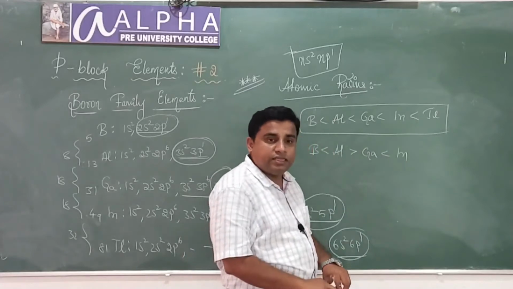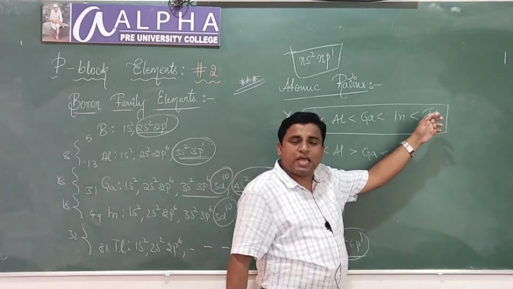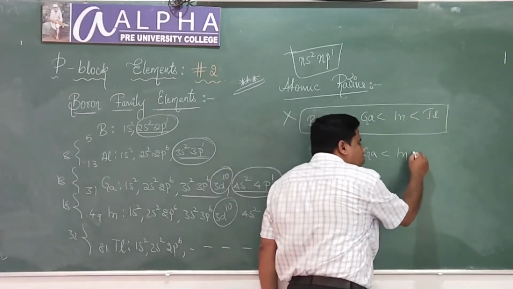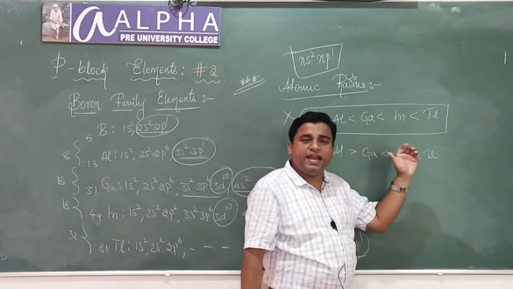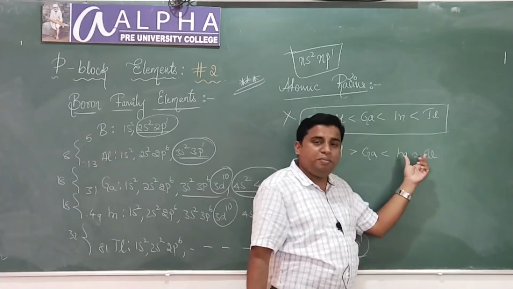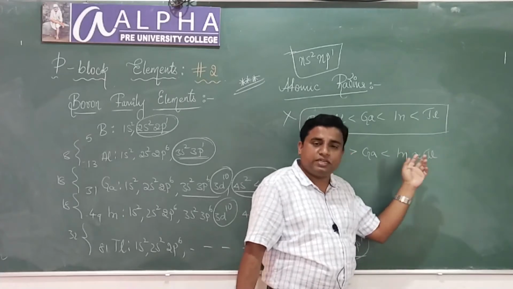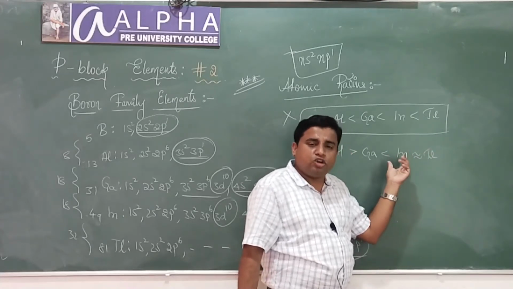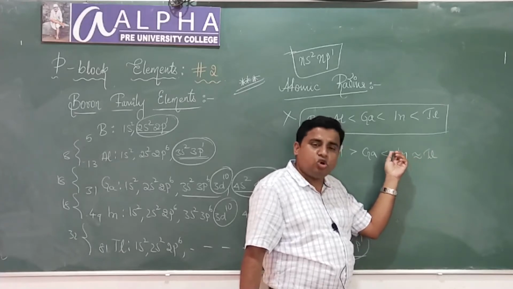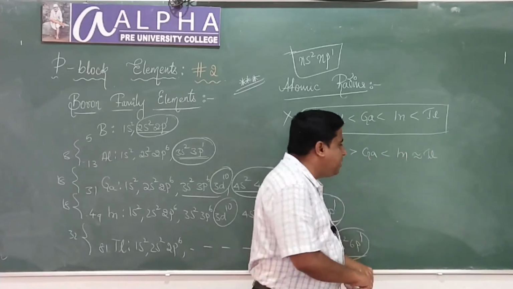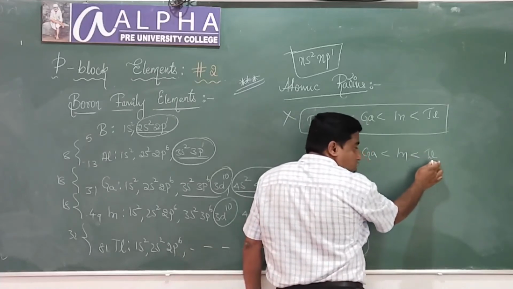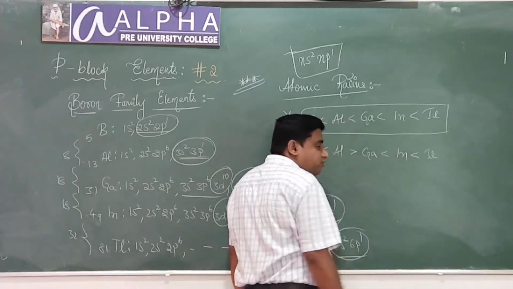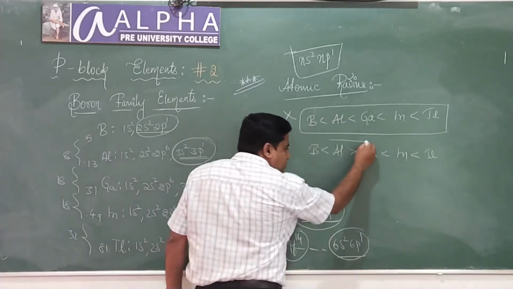But yes, the atomic radii of thallium and indium are almost the same. There is just a 4 to 5 angstrom increase in atomic radius from indium to thallium. Therefore we'll say the atomic radius of indium is almost the same as that of what? Thallium. But still many textbooks will say the atomic radius of thallium is more than that of aluminium. I hope you got this point.